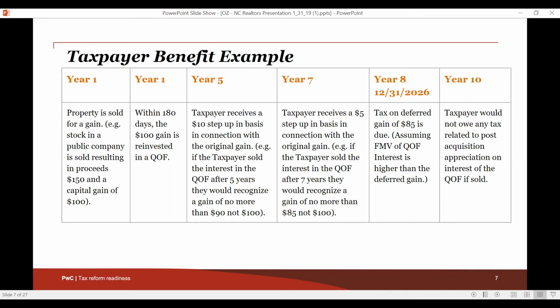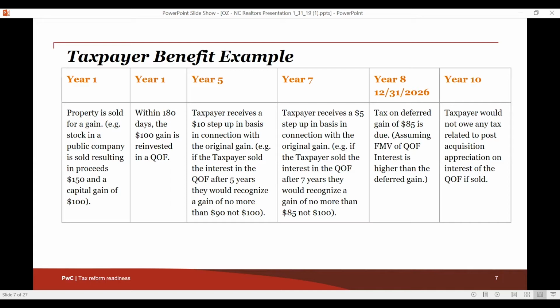So remember, you're paying tax on the original deferral on 12/31/2026. In order to get the full 15% reduction in tax, you have to hold the investment for 7 years. So counting backwards, that just means you have to have your investment in place by 12/31/19.